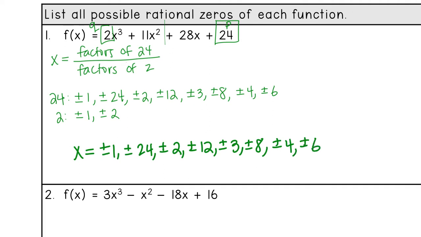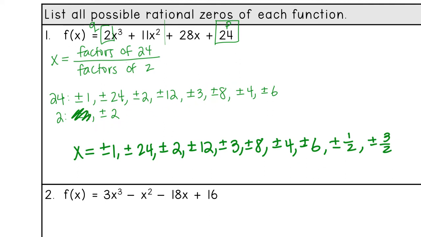Okay, so we're done with this 1. But now we need to put them all over 2. So 1 over 2 would be 1/2. So plus or minus 1/2. 24 over 2, well, 24 divided by 2 is 12, and that's already on our list, so we don't need to write it again. 2 over 2 is 1, and that's already on the list. 12 over 2 is 6, and that's already on the list. 3 over 2, okay, I think that one's new, so we're going to need to write that one. Plus or minus 3 over 2.